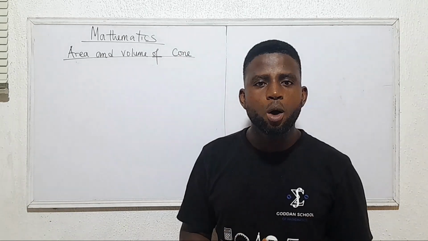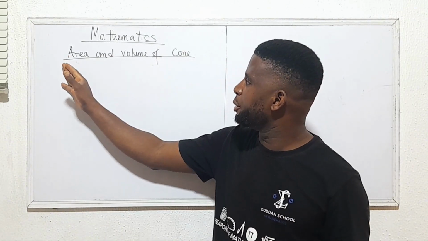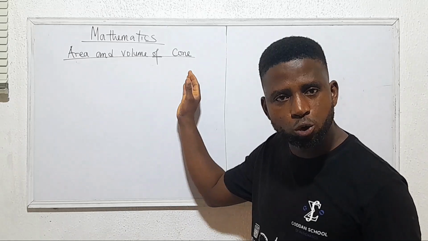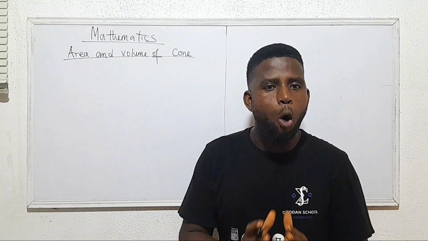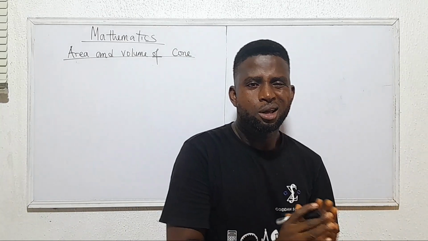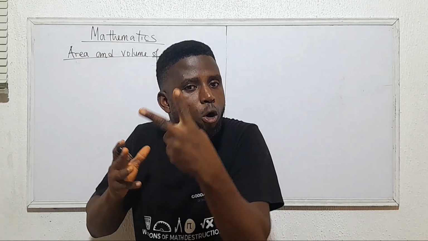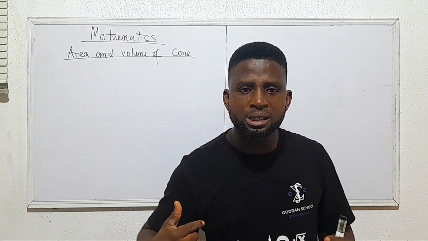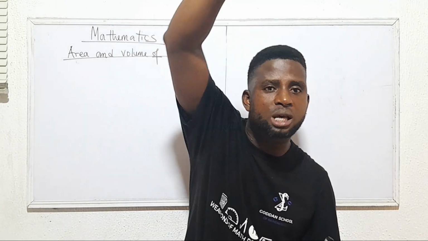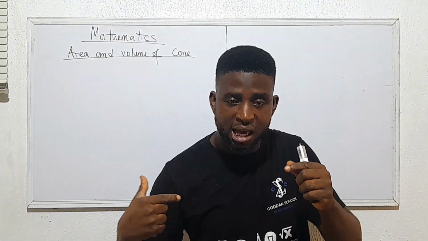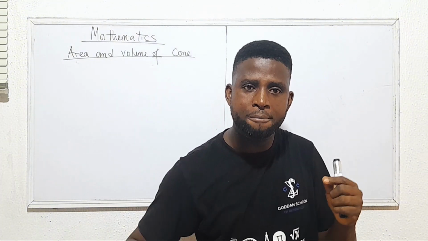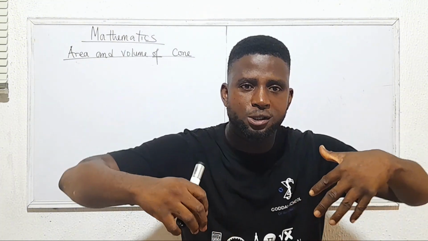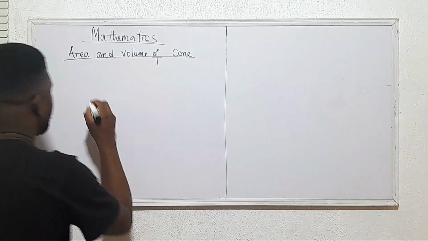Now, today we are looking at the topic area and volume of cone, right? Now, unlike the cylinder, the cone has two surfaces. It does not have a top circular face. It only has a base that is circular and its curved surface. Such as this.